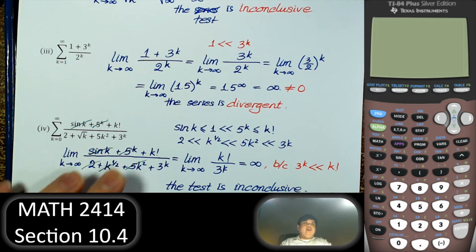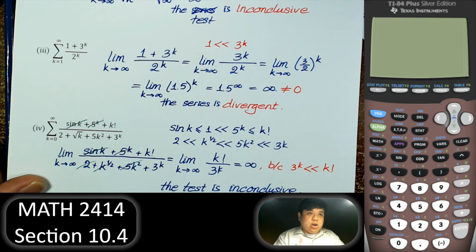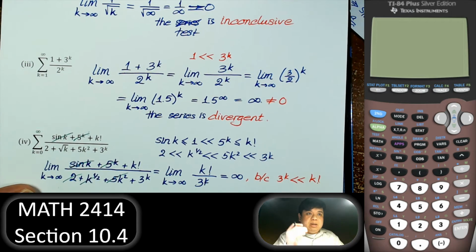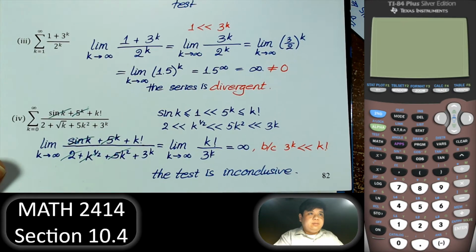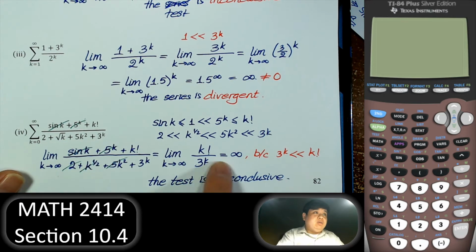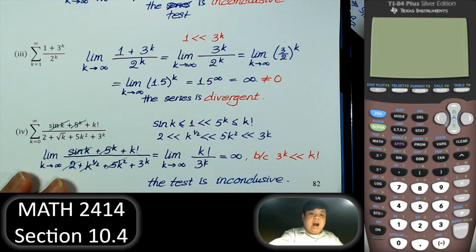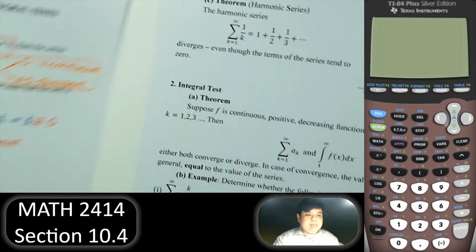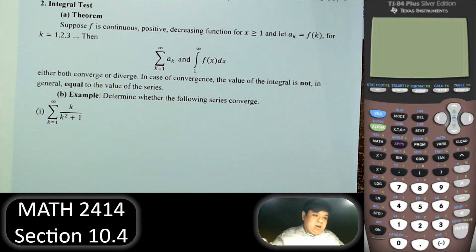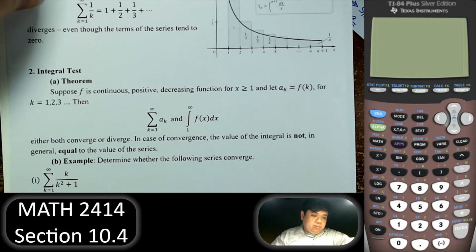So it's clear now. Just take the limit as k goes to infinity of the term. If it is equal to 0, divergent. If it's not equal to 0, inconclusive. And when we have a bunch of terms, take the one with the highest ranking, meaning the one that goes to infinity the fastest. Now we have another interesting example here.